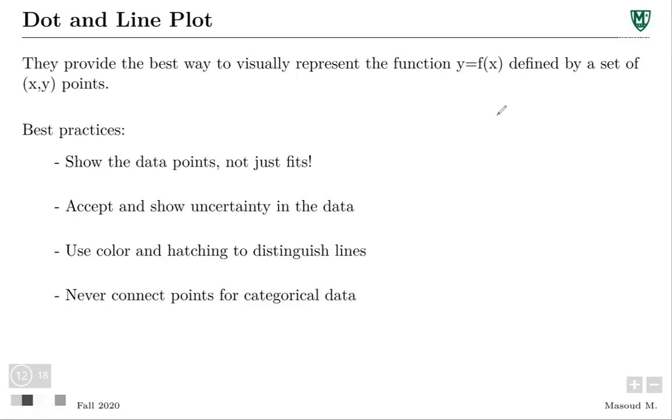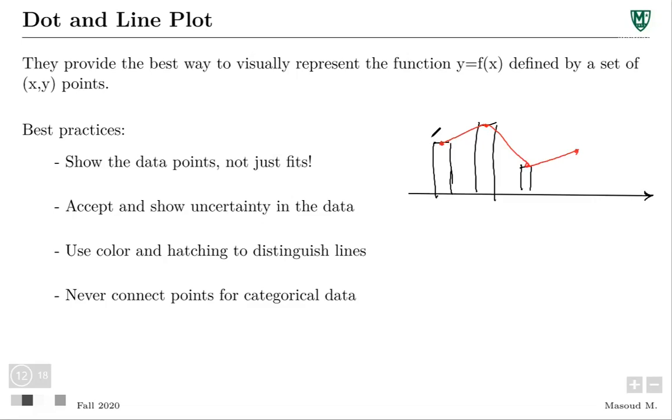And if you have categorical data points, do not ever connect them. What this is trying to say is that if you have some kind of categorical data like this, and they have nothing to do with each other, hopefully we get to talk about it when we talk about bar charts, do not connect them like this and make a line plot, because they're not supposed to show a relationship.